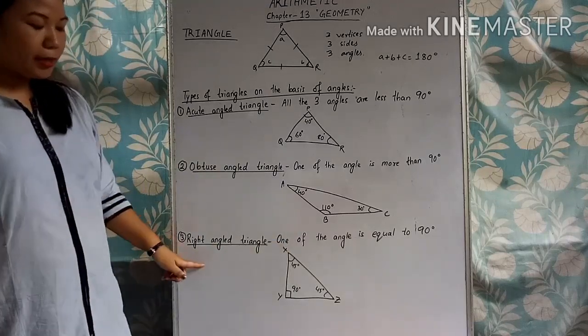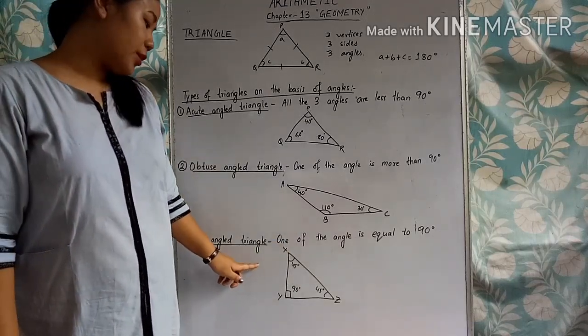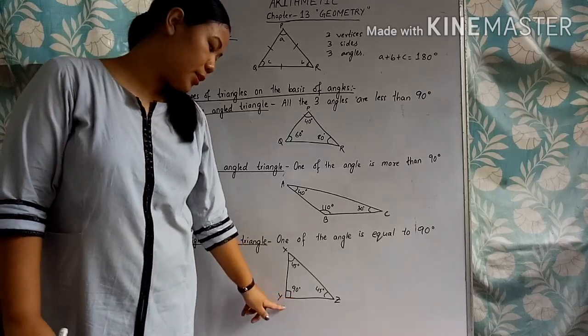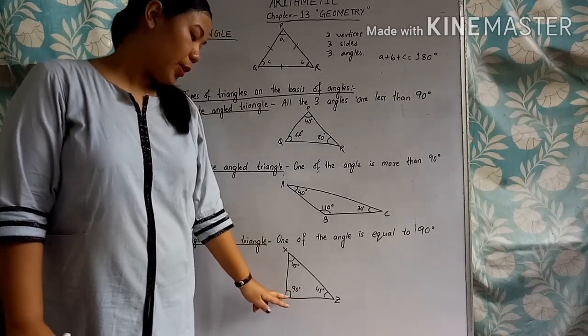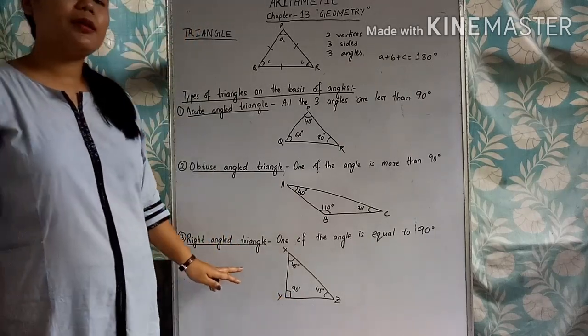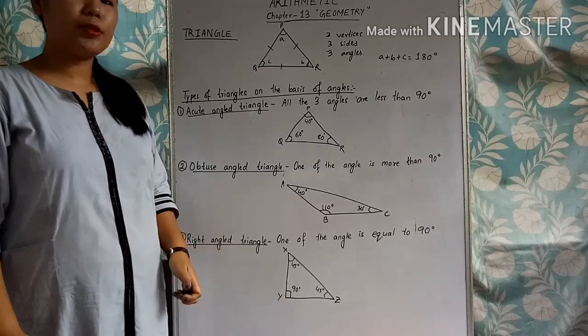Next is the right angle triangle. So in a right angle triangle, one of the angles is equal to 90 degrees. So if you see a triangle where one of the angles is 90 degrees, then you will know it is a right angle triangle. Clear, students?